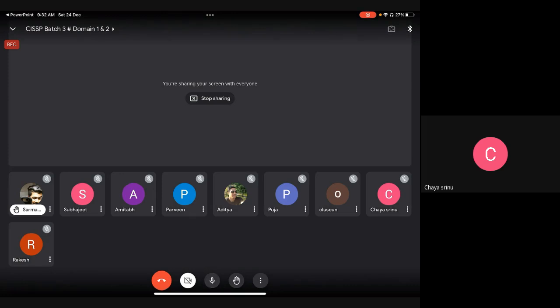Yes, Sarma, you've raised your hand. Yes, sir. I also had the same query on the lines of Chaya, the difference between BCP and DR. So I understood. One query around DR: even for DR, we have a separate setup for critical processes only, right?